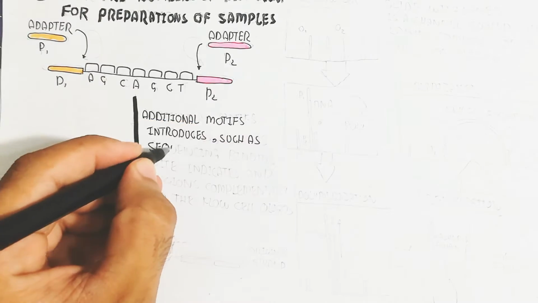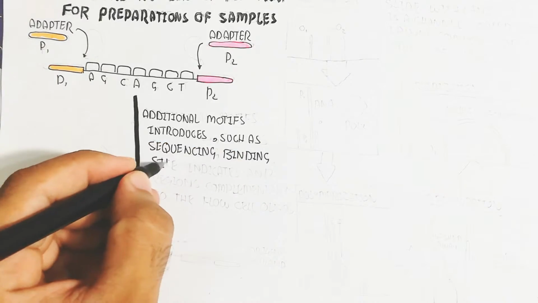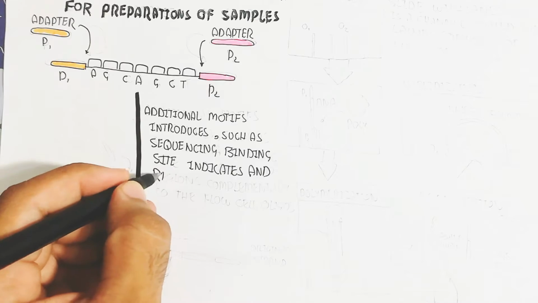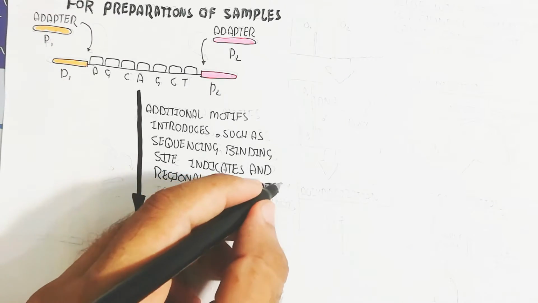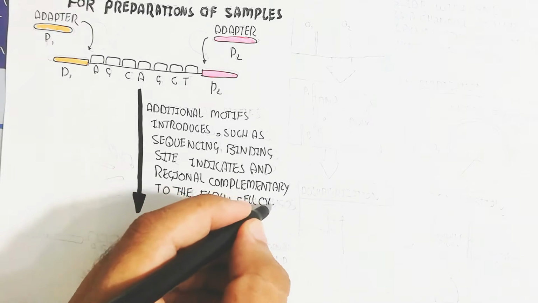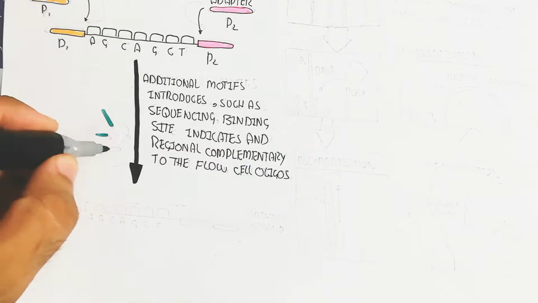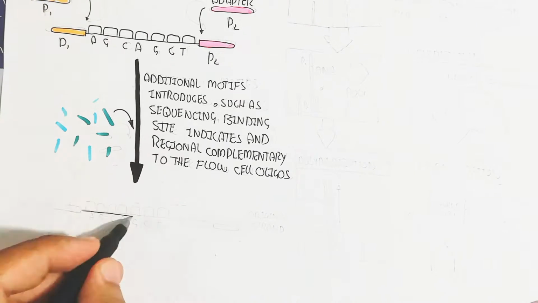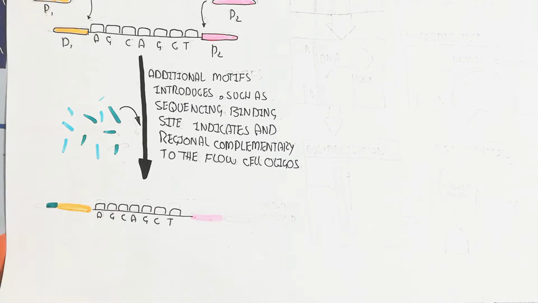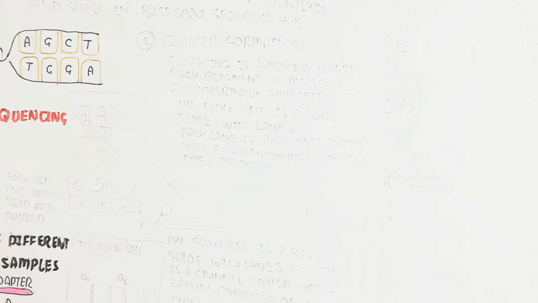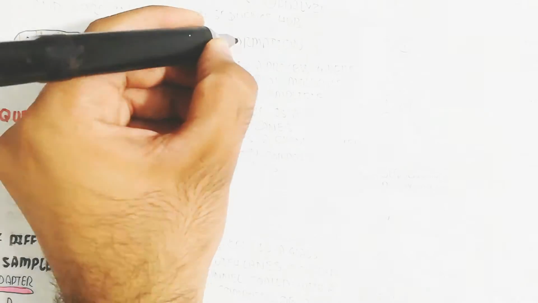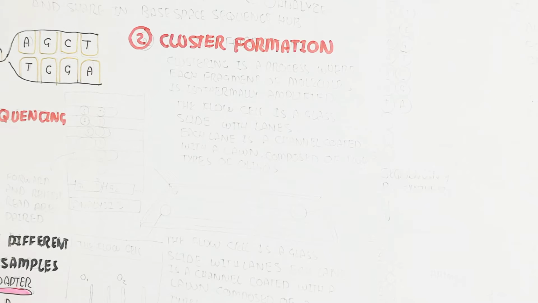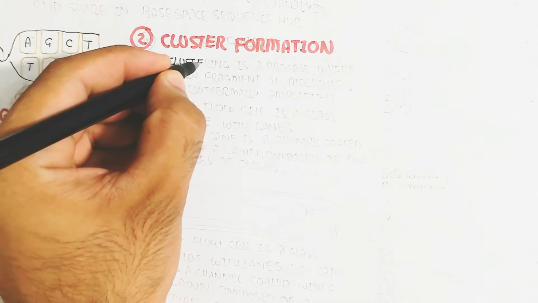So additional motifs are introduced, such as sequencing binding site indices and regions complementary to the flow cell oligos. The flow cell oligos are for the cluster formation, which we will also discuss. So here is the binding of the additional motifs introduced in this manner. After this the fragment preparation is complete, and a lot of segments will be bound like this, but the specific segment will be amplified because we are searching for the specific gene segment.